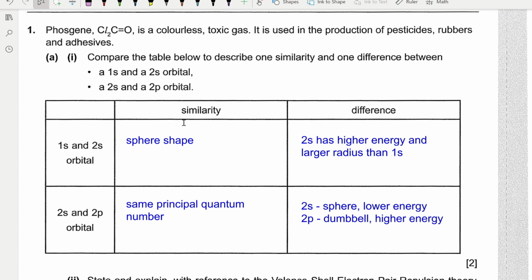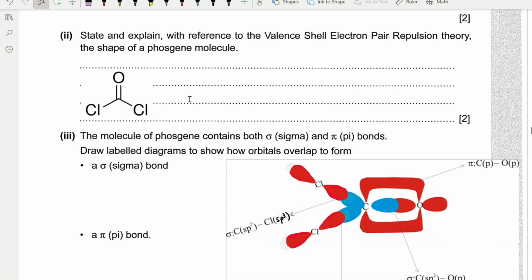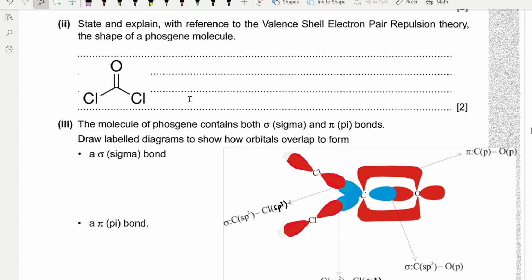Between 2s and 2p, the similarity is they are from the same principal quantum number, number 2. And the difference is that 2s is a sphere, whereas 2p is a dumbbell shape, and also 2s has lower energy than 2p. State and explain with reference to the valence shell electron pair repulsion theory the shape of the phosgene molecule.